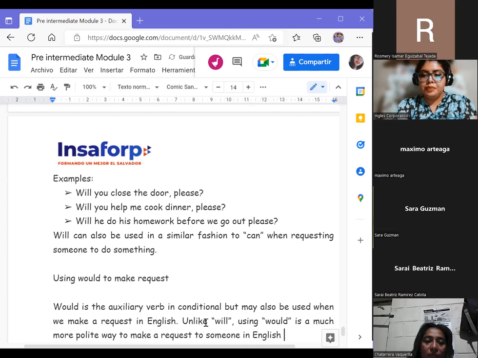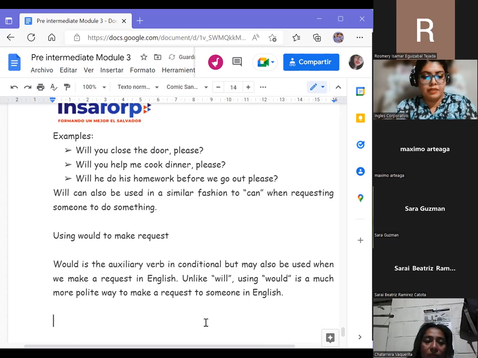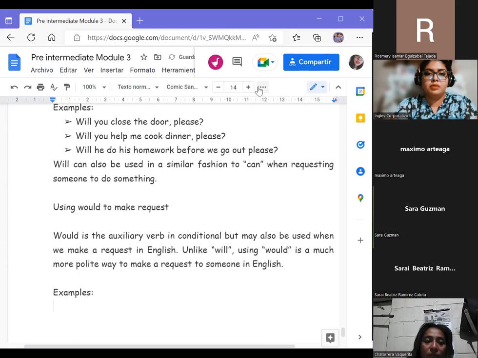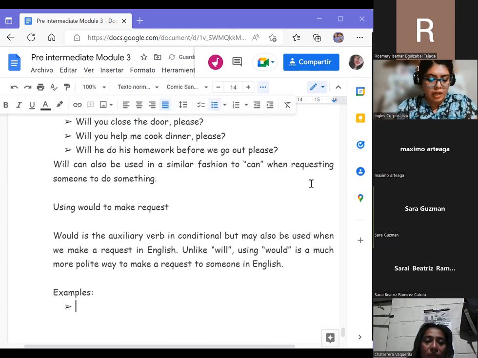So we have here the information about the use of would. So we have now the examples. And it says, would you close the door, please? That is the same sentence that we were using with will. So in this case, it's not like it's going to change the meaning of the sentence. It is just like making the sentence casual or polite or more formal or more serious. So in that case, it's not going to change the meaning or the structure of the sentence. It's just to make it more formal or make it more casual. We are not going to change everything in the sentence if we use will or if we use would.